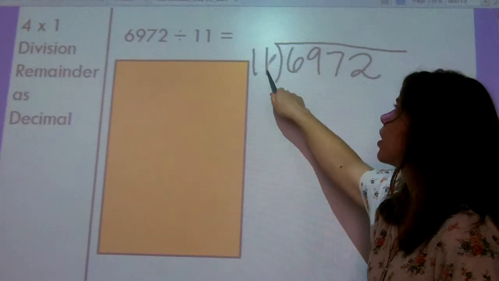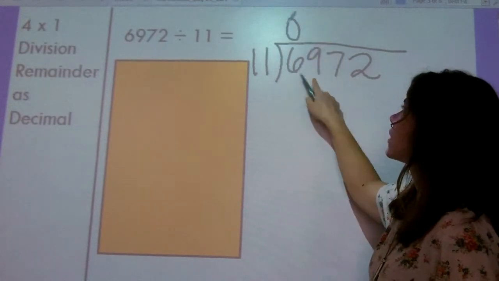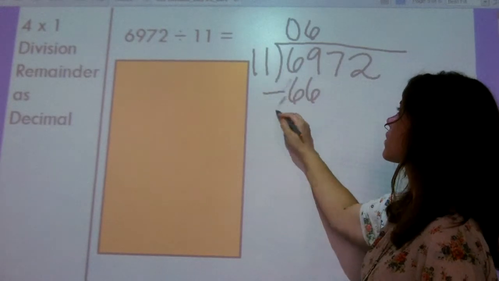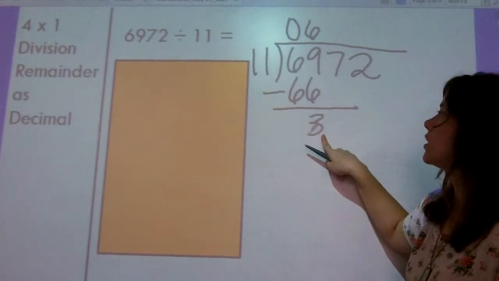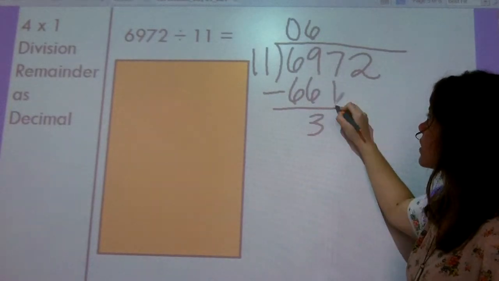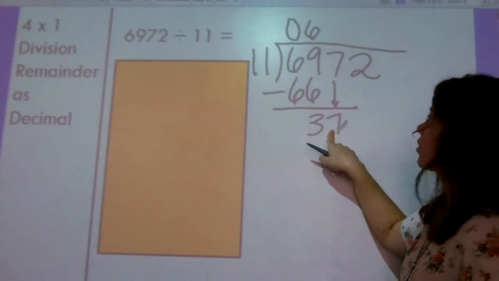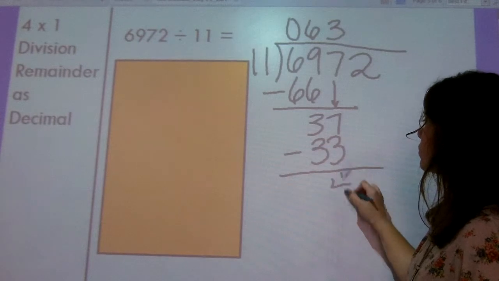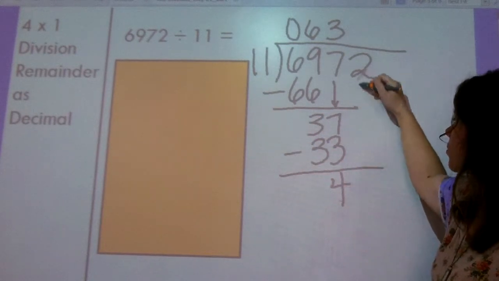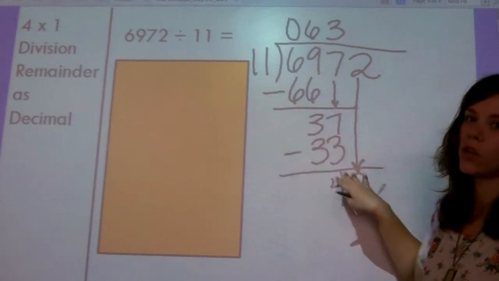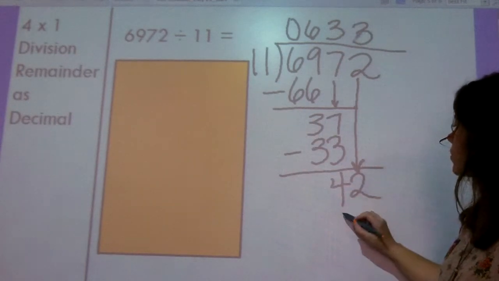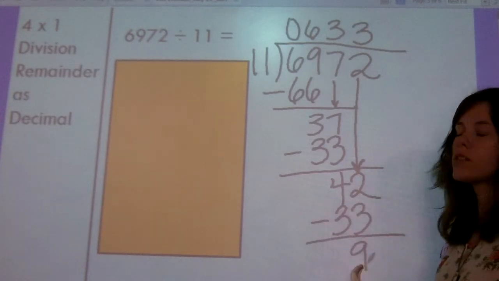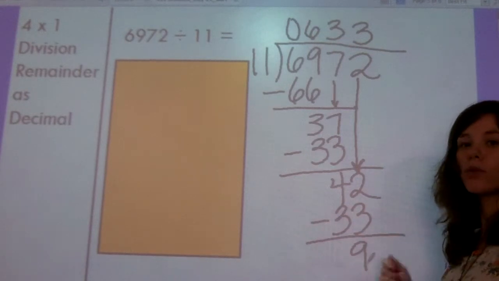We're counting by 11s. 11 doesn't go into 6. It goes into 69 6 times. Because 11 times 6 is 66, I'm left with 3. 11 doesn't go into 3, so I bring down my 7. 11 goes into 37 3 times, because 11 times 3 is 33. 11 doesn't go into 4, so I bring down my 2. 11 goes into 42 3 times, because 11 times 3 is 33. I'm left with 9. This is the point when in 3rd, 4th, 5th grade you wrote remainder 9.